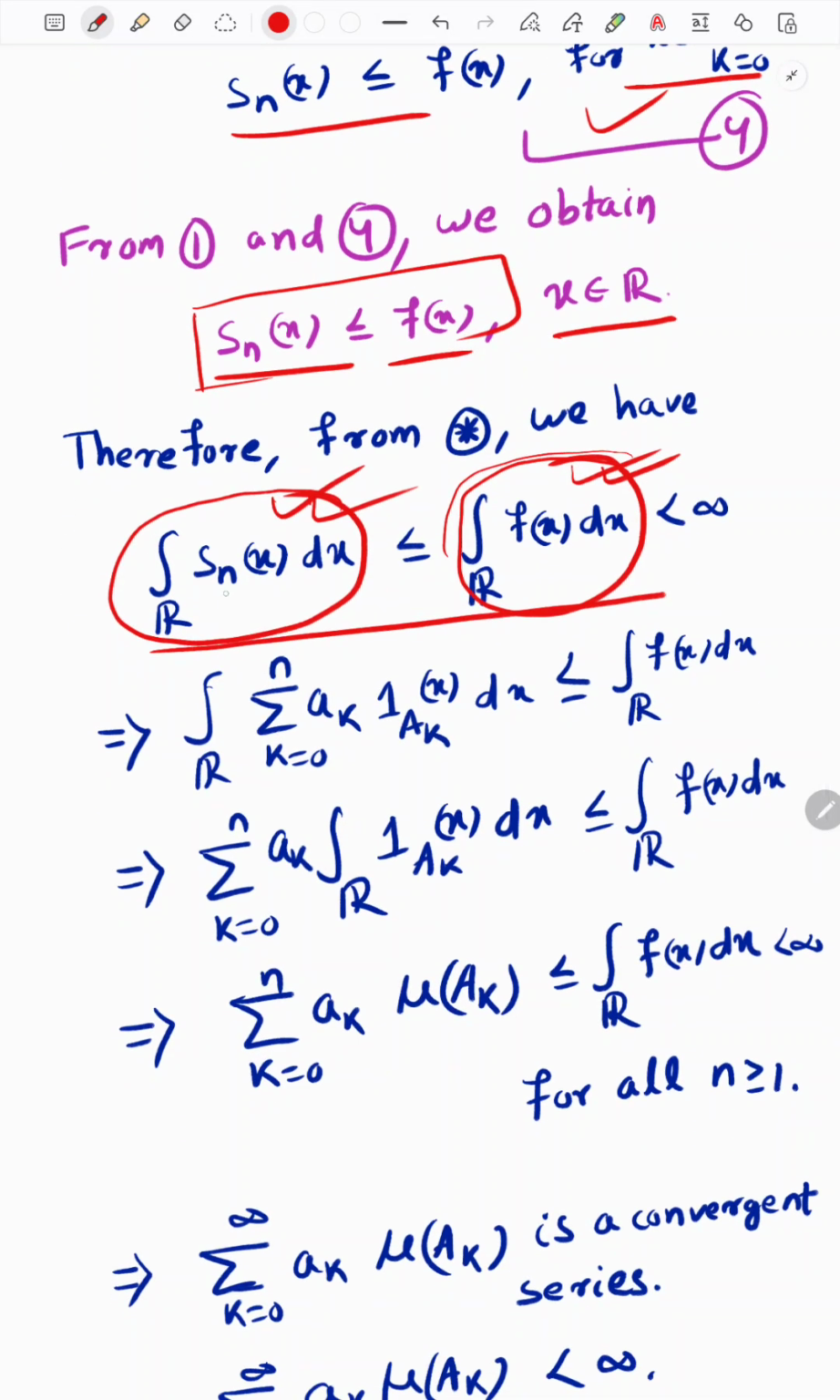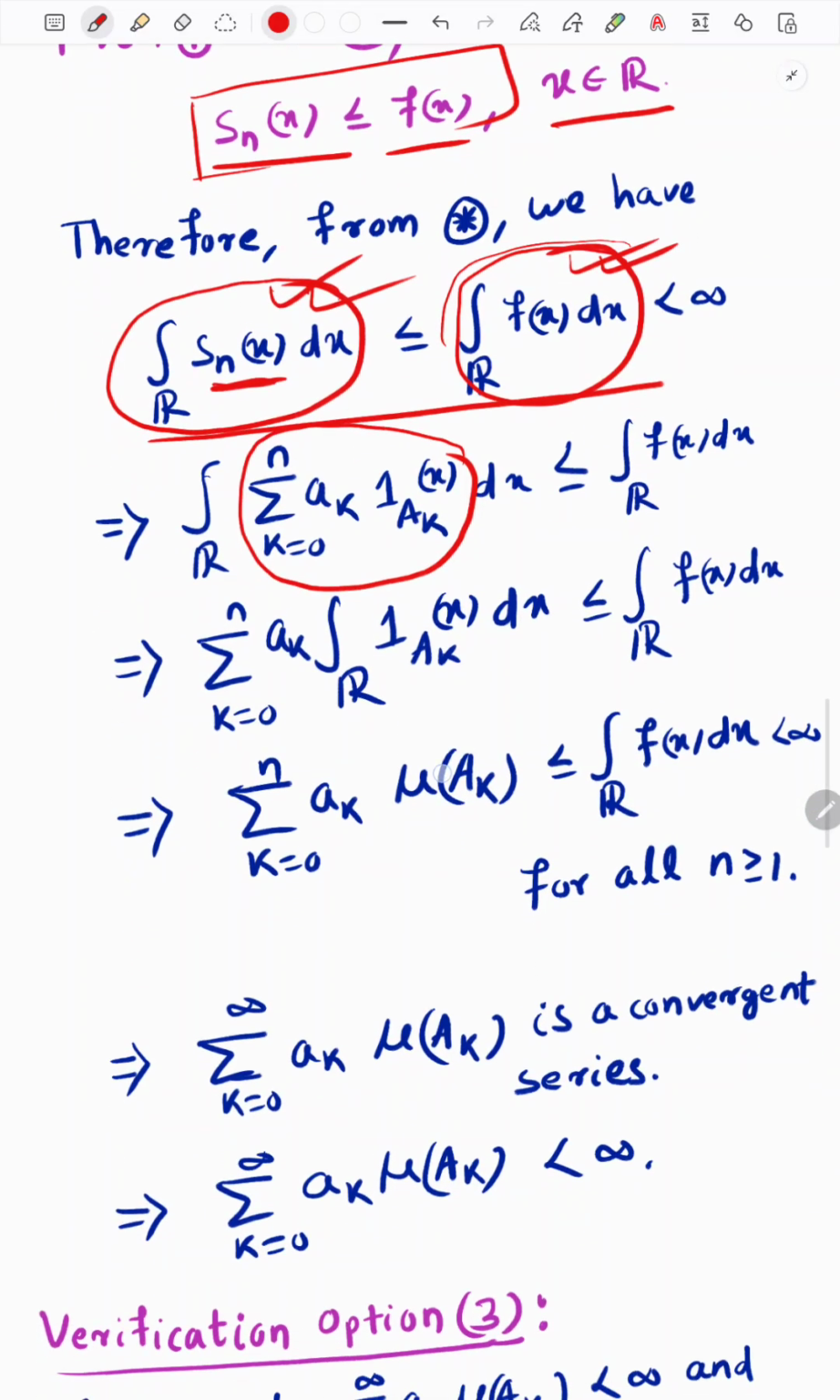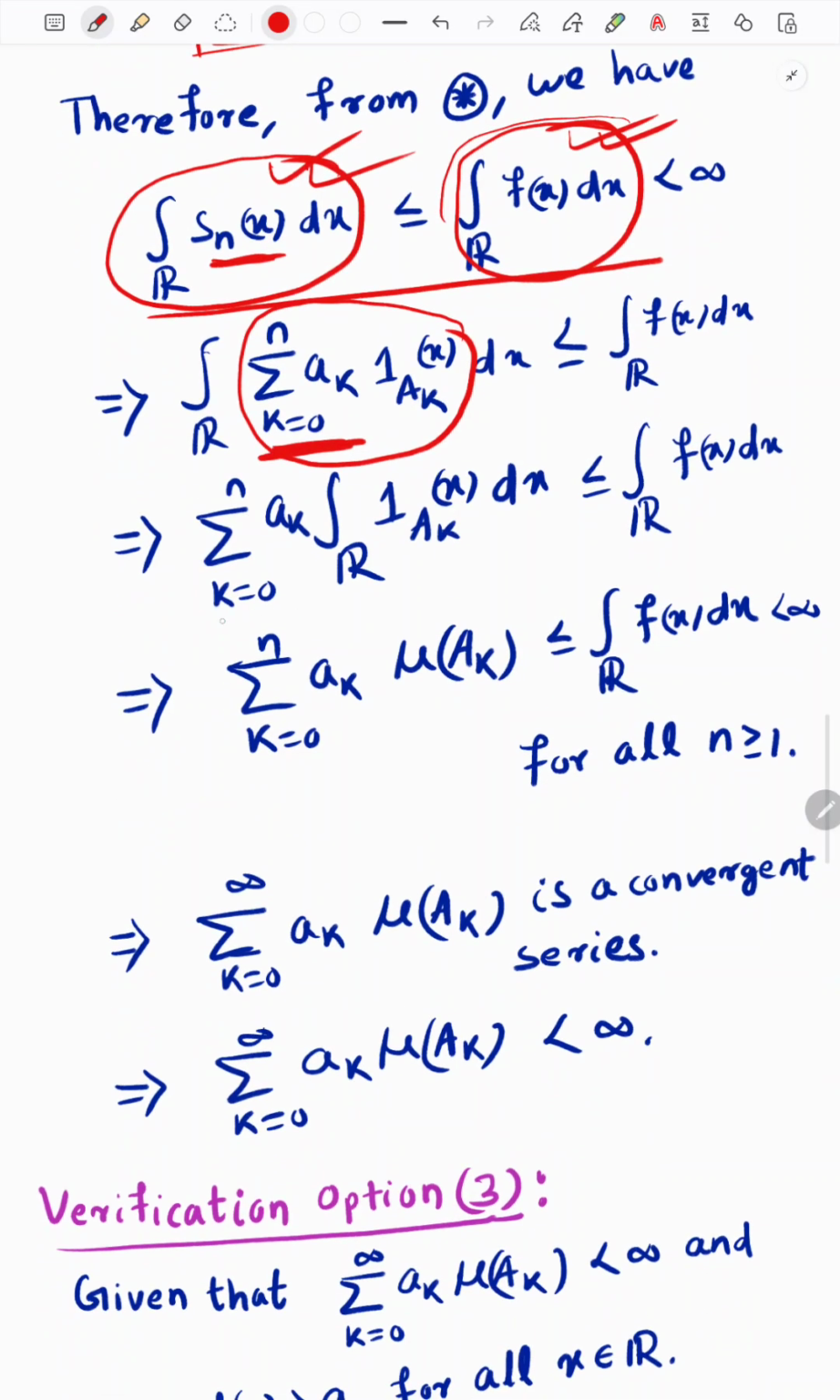And the definition of s_n(x) is in terms of this one. This is the definition of s_n(x). So it gives this, and here this summation is a finite sum. Therefore summation and integration is interchangeable, so there is no problem since it is a finite sum. If it were an infinite sum, then you would have to think whether you can apply the dominated convergence theorem or Fatou's lemma, all these things, but here there is no need to apply anything because it is a finite sum. So it can be written in this way.